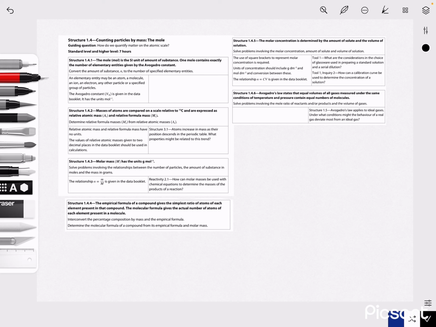Today we're going to be looking at structure 1.4 upon special request. I trust you can read. If you want to read that, pause the video. Otherwise, let's get straight into it.